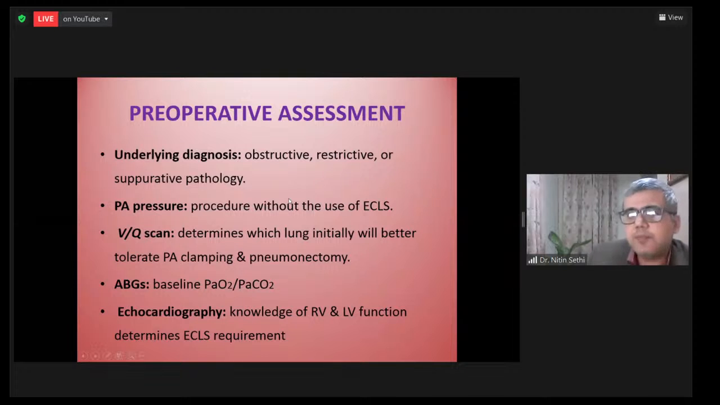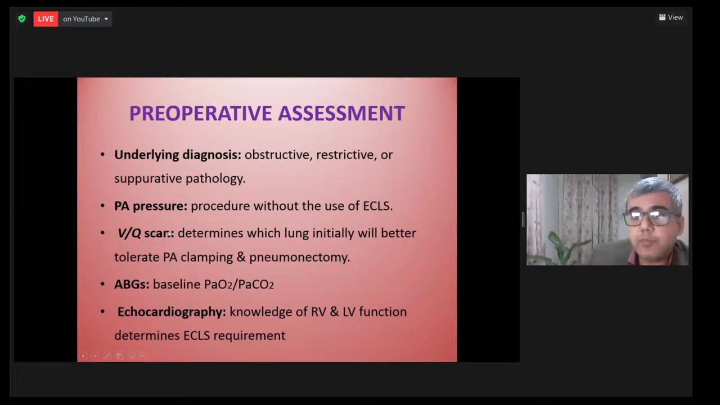Now, preoperative assessment for a lung transplant recipient. In addition to the routine preoperative assessment, it is important to know the underlying etiology for which the lung transplant is done, whether it's an obstructive etiology, a restrictive lung disease, or a suppurative pathology like cystic fibrosis. It is important to know the patient's pulmonary artery pressure, because patients with high PA pressure, severe pulmonary artery hypertension, may require the use of extracorporeal cardiac life support prior to starting the transplant itself.